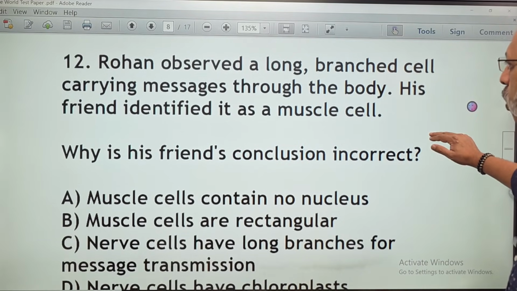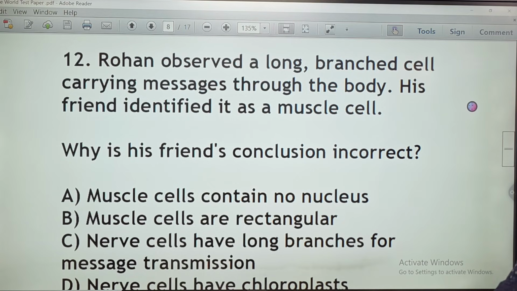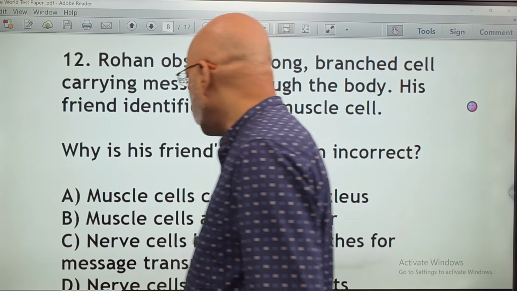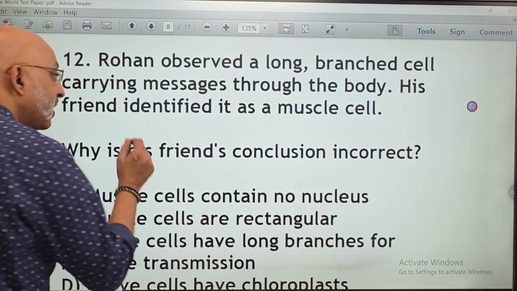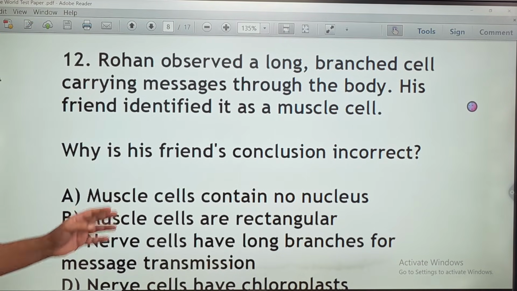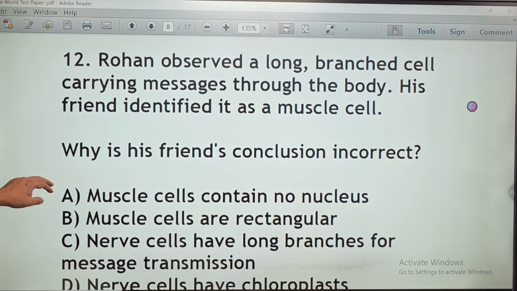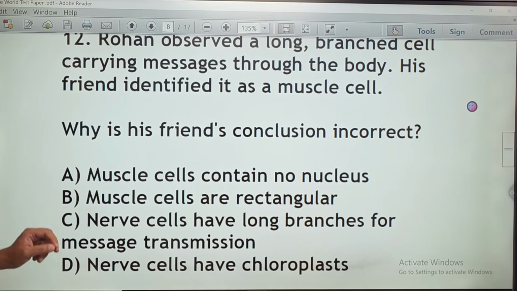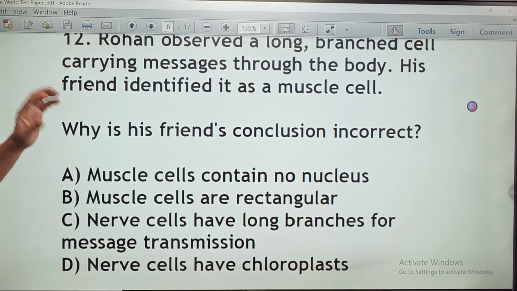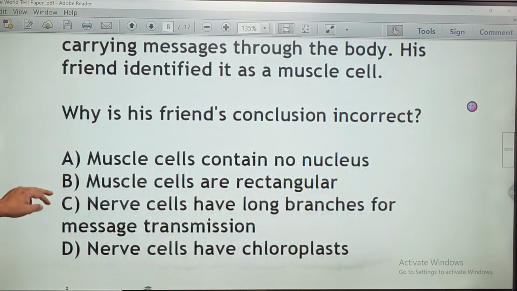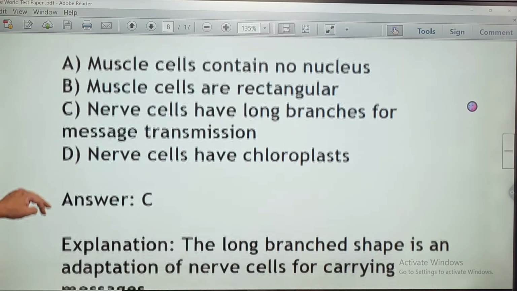Rohan observed a long branch cell carrying messages through the body. His friend identified it as a muscle cell. Why is his friend's conclusion incorrect? That it is not a muscle cell, because muscle cells contain no nucleus. Muscle cells are rectangular. Nerve cells have long branches for message transmission, and nerve cells have chloroplast. So it is not a muscle cell, it is a nerve cell. So option C is the correct one.